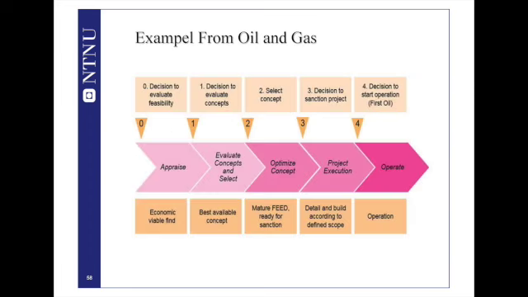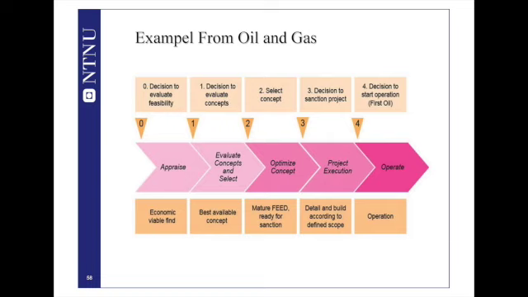For example, this is a typical example of a project life cycle from the oil and gas sector. As you can see, these are the main groups of tasks that should be done. Of course, the duration of each group of tasks can vary. The people who will be involved in each group of tasks also will vary. But most importantly, you have these decision gates here, 0, 1, 2, 3, and 4.